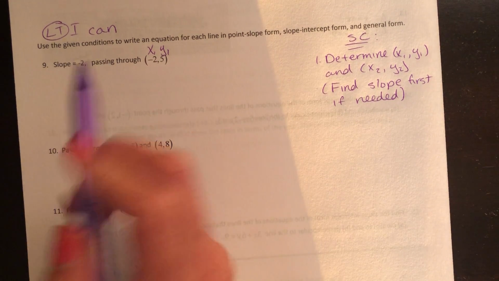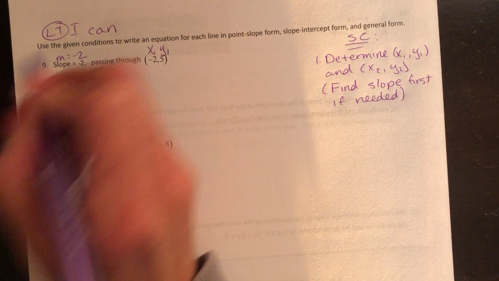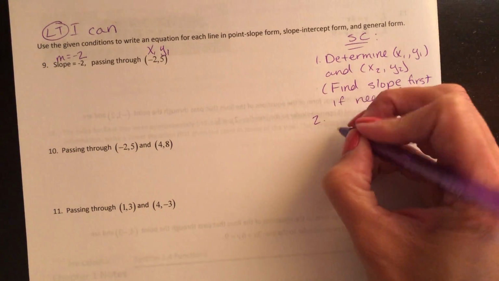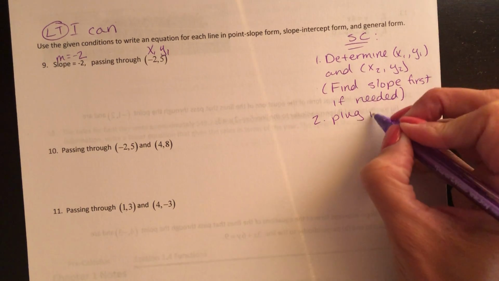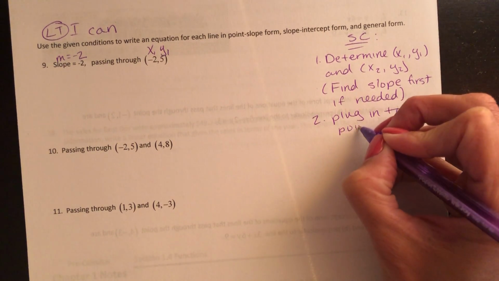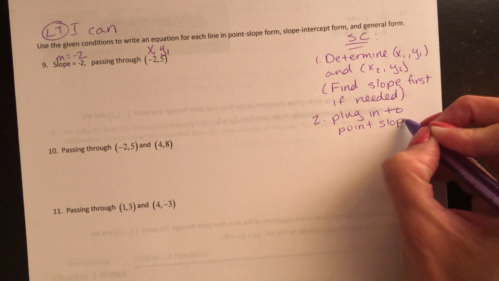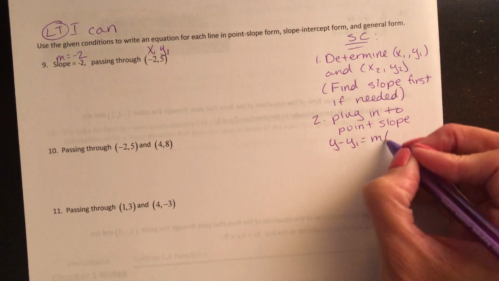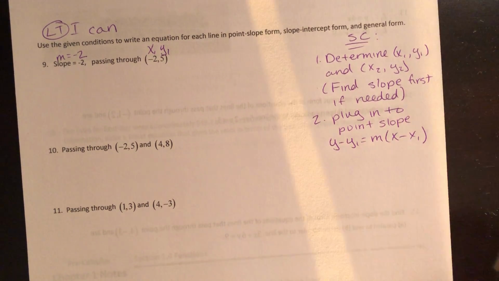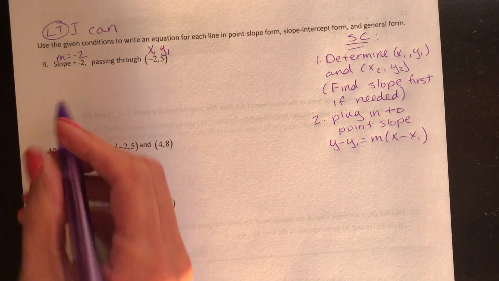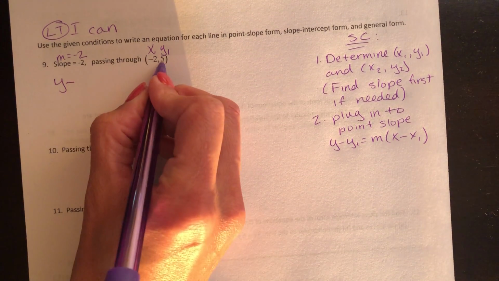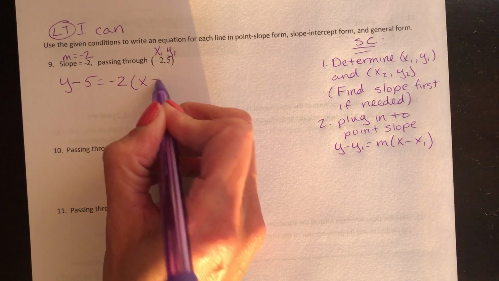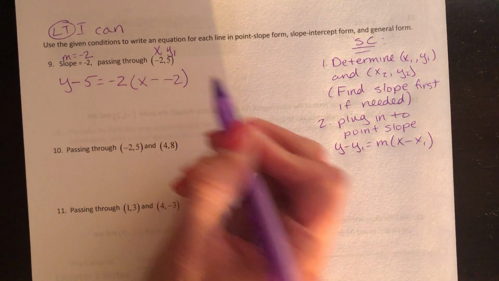But this one, we're given the slope. We're given our m equals -2 here. So then we can go to the next step, which is to plug it into the point slope formula. And that's y minus y1 equals m times x minus x1. So let's go ahead and do that. Y minus 5 equals -2 times x minus -2.